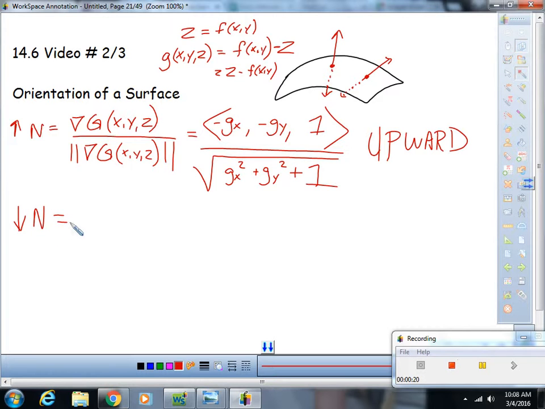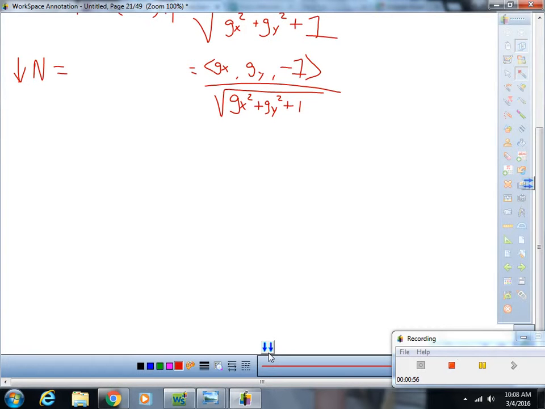We'll just go right to this one. G sub x, g sub y, and then that becomes a negative 1. So we flipped all the signs, over the square root of g sub x squared plus g sub y squared plus 1. So that is simply how to find a unit normal vector to our surface. If those exist all over the place, then it is orientable. How could you have one and not the other if it's just negative?